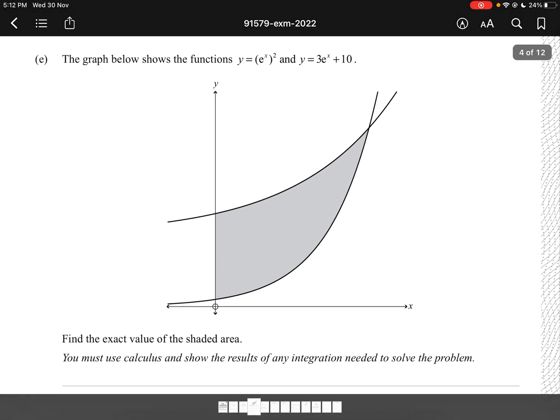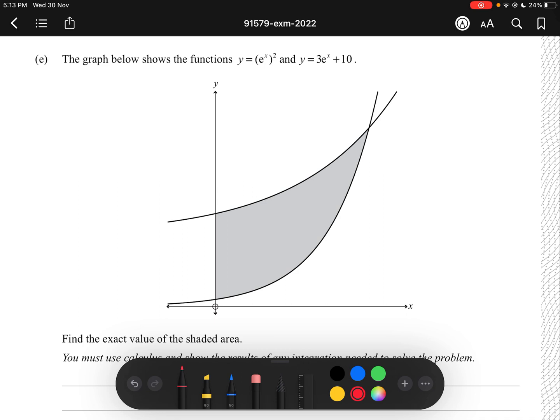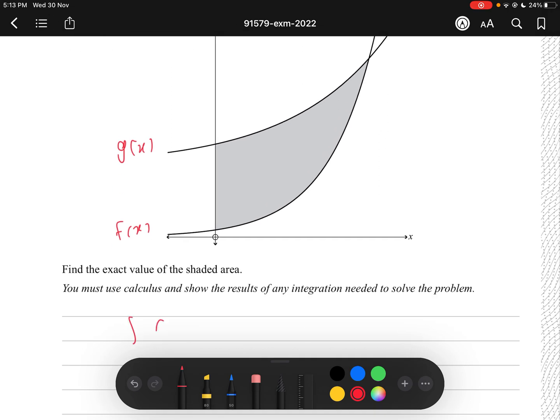The graph below shows the functions y equals (e to the power of x) squared and y equals 3e to the power of x plus 10. We want to find the exact value of the shaded area. To find the shaded area between two curves, we name the top curve g of x and the bottom curve f of x. So the shaded area is the integral of f of x minus g of x dx from b to a. That's the equation for finding the shaded area between two curves.